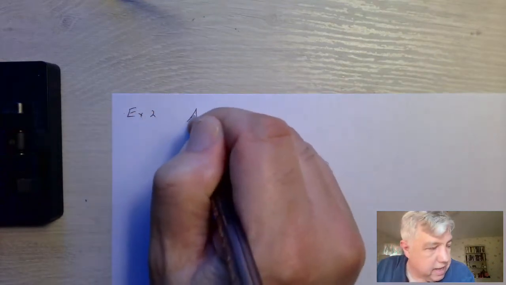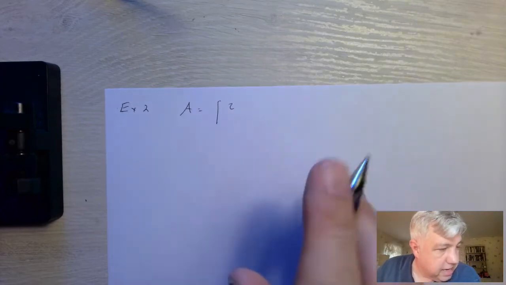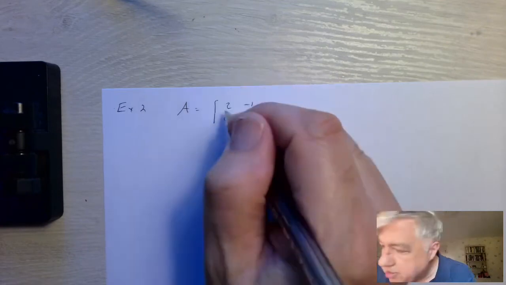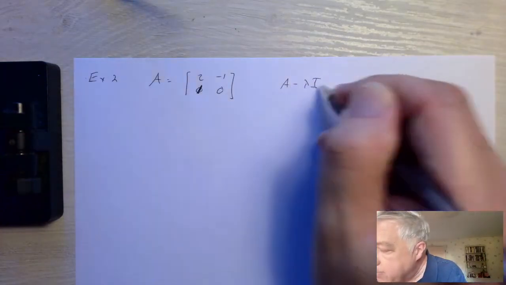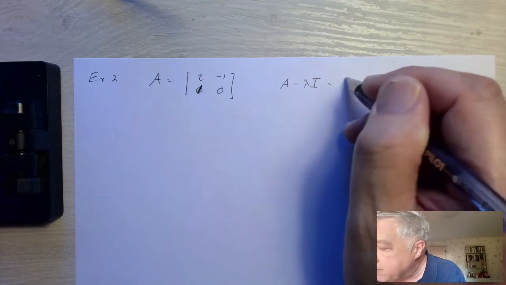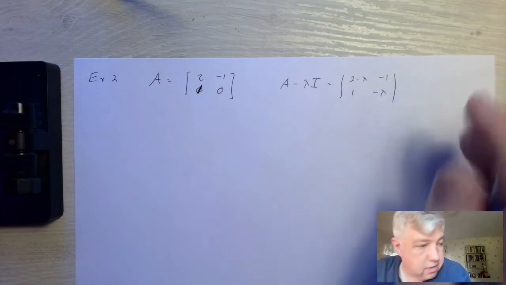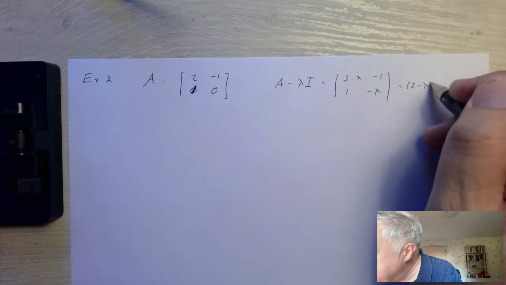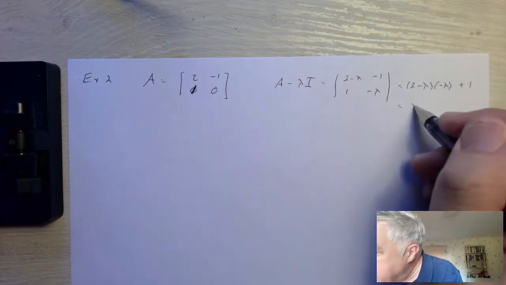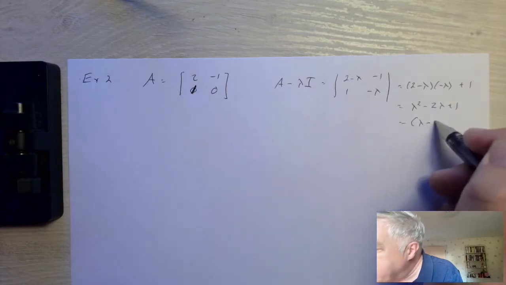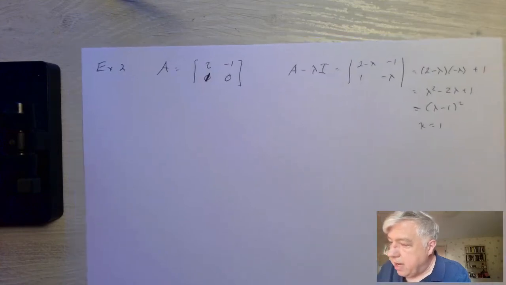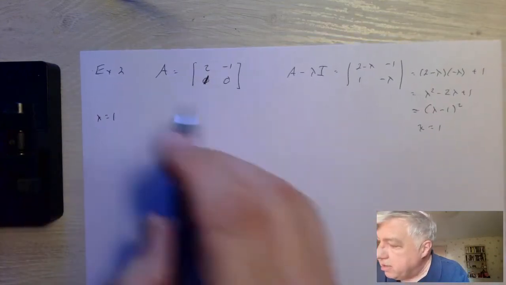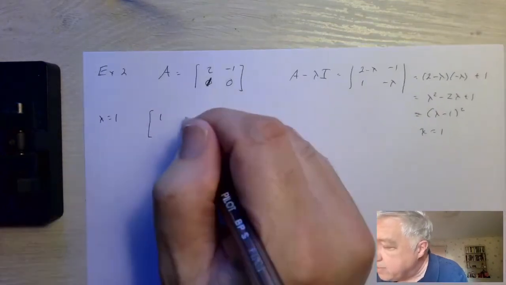For example, for the next example, if we let A be 2, -1, 1, 0, and we try to find the eigenvalues by finding the characteristic polynomial, this will be 2 minus lambda, -1, 1, minus lambda. This is going to be 2 minus lambda times minus lambda plus 1, which is lambda squared minus 2 lambda plus 1, which is lambda minus 1 squared. So the only root this could have is 1. And if we look at lambda equals 1, we get 2 minus 1, which is 1, -1, 1, -1.